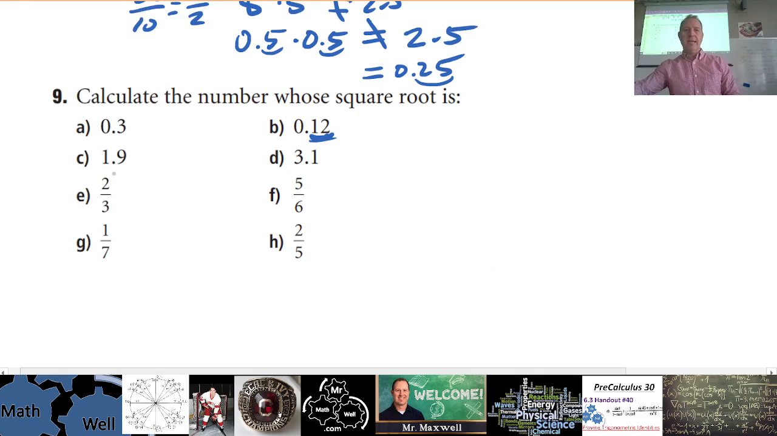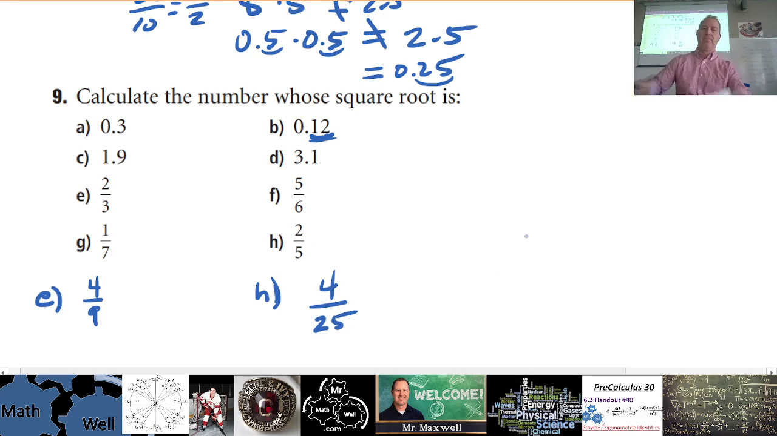All right, let me skip down to some fractions here. So E, oh man, this is like baby stuff. This is so easy. All you do is what? To get the number that this is the square root of, we want to square this, right? So what's 2 over 3 squared? 4 over 9. Done. Easy. What about H? Let's do H down here. What's the number whose square root is 2/5? 4 over 25. I like it. Pretty easy, hey?